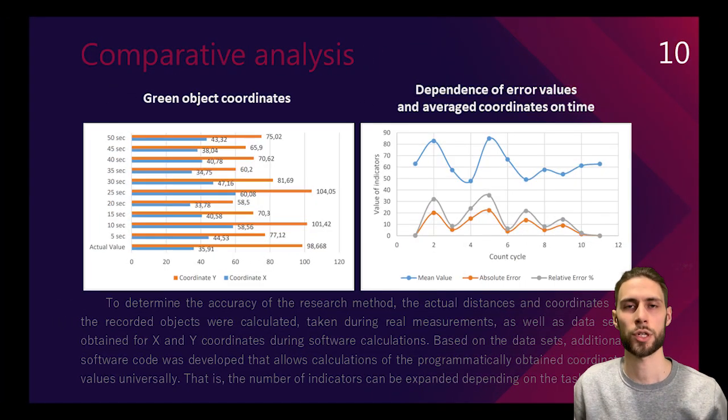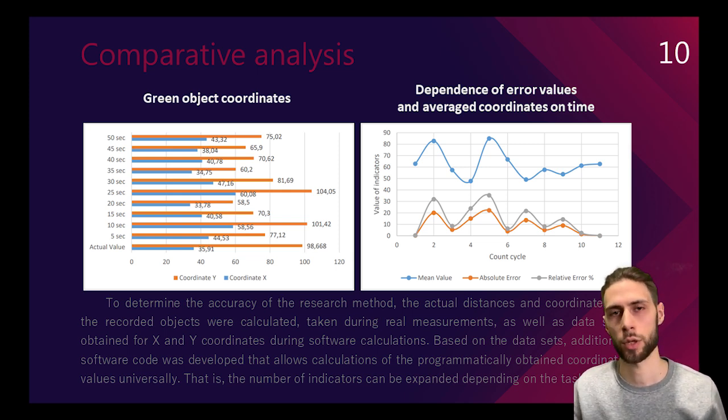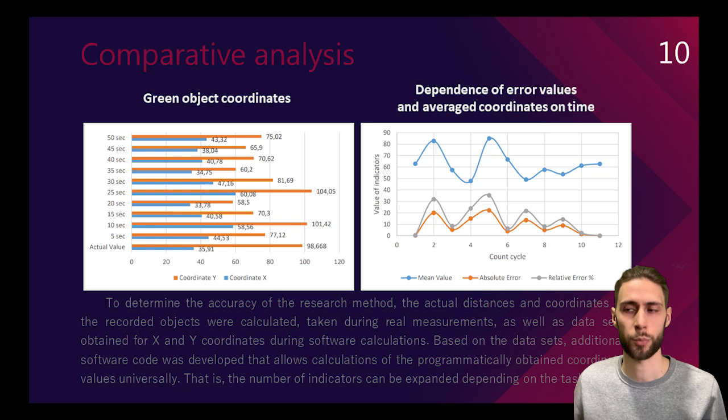To assess the accuracy of the algorithm, a comparison of programmatically calculated coordinates with real measurements was conducted. Based on the obtained data, additional software components and models were created that allow the algorithm to be universally scaled depending on the tasks. For example, if it's necessary to process data from a larger number of objects or add prediction functions, the algorithm is easily adaptable.